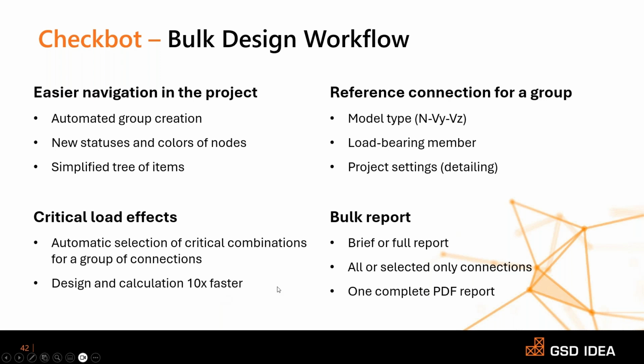Once grouping is done, since I already told you that automatic grouping is done, a group contains not only one connection but also a group of connections in which one particular connection is called the reference connection, which will control the entire group of connections, which are called child connections. If we make any changes in the reference connection, like the model type, the loading member, or the project settings, all that information will be reflected in the rest of the connections in the group.